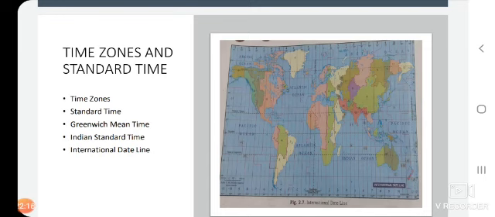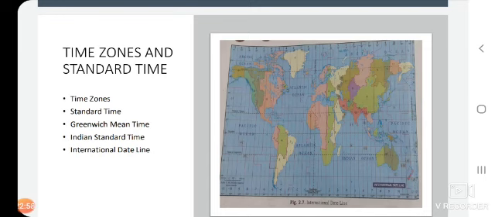Our Indian Standard Time is derived from 82.5 degrees east, or 82 degrees 30 minutes, the central meridian which passes near Allahabad. So the Indian standard meridian is taken as 82.5 degrees east, which is near Allahabad. This is how the standard time is calculated for different countries. A few countries have two standard times, because the meridian passes through different places, so they have two different standard times.